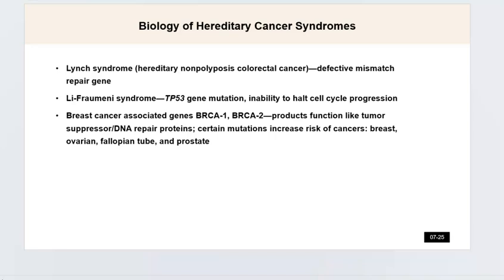And then, of course, we know of BRCA1 and BRCA2, and these are products with functions like tumor suppressor or DNA repair proteins. And we know that if you are a BRCA1 or a BRCA2 carrier, you're at an increased risk of breast, ovarian, fallopian, or prostate cancer. So yes, men can be checked for BRCA1 and BRCA2. But remember, just because you carry the gene mutation does not guarantee you're going to have it. You still have to have the second hit.